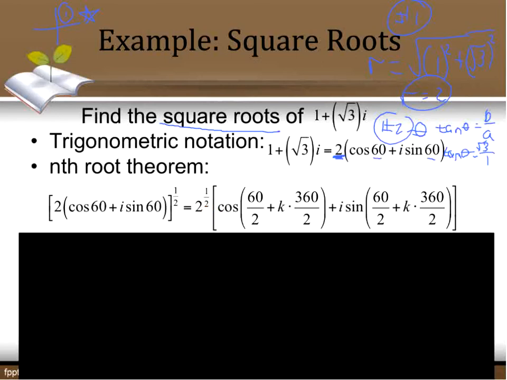Then this is still the same as before. This is your n times theta. So I had to do my n times my theta. Sorry, my theta was 60 and my n is a 1/2. So what's 1/2 of 60? That's why they're showing the divide by 2, because it's times by a 1/2.